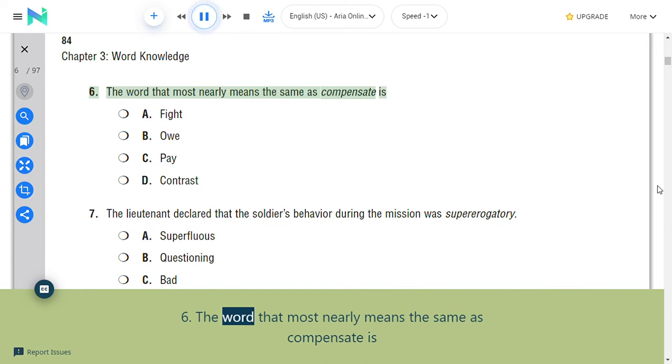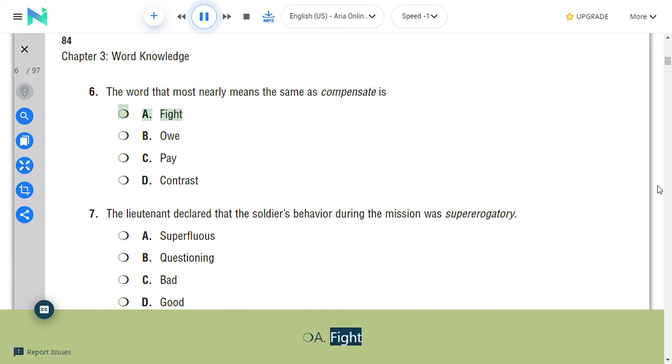6. The word that most nearly means the same as compensate is. A. Fight. B. Owe. C. Pay. D. Contrast.